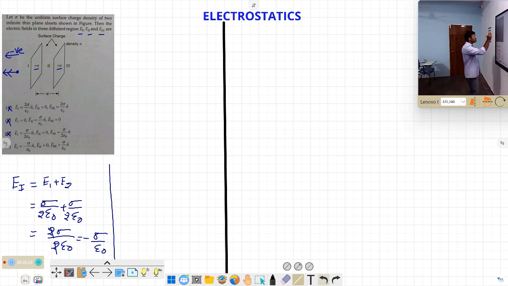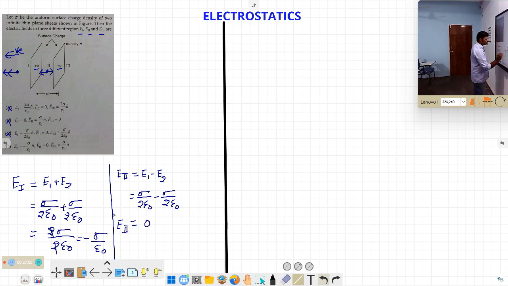Now you can go for the second region. The second region is the middle region, where the electric field intensity due to the first charge plate is like this, and due to the second charge plate it is like this. Both are opposite. Both are opposite means what? Net electric field in the second region is equal to E1 minus E2 we can write. Both are equal, that is sigma by 2 epsilon naught minus sigma by 2 epsilon naught, which becomes equal to 0. So the electric field in the second region is how much? 0 you are going to get. So 0 is correct. First one is minus, second one is 0.